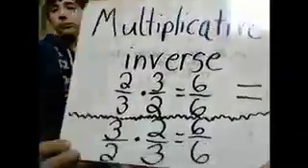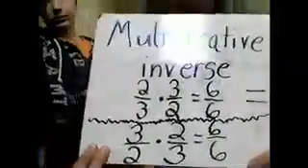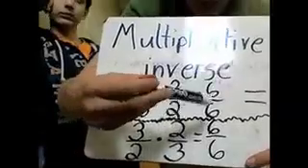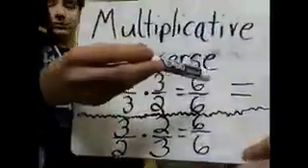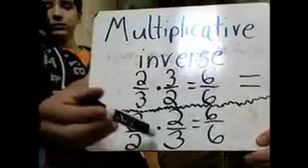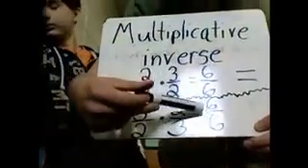Multiplicative inverse. This one is not that challenging, but there are fractions involved. As you can see here, 2 over 3 times 3 over 2 equals 6 over 6. You can also do it backwards: 3 over 2, which is the inverse of 2 over 3, times 2 over 3, which is the inverse of 3 over 2, also equals 6 over 6, which will equal 1. It doesn't matter, 6 over 6 is 1. Okay, next up is reflexive.